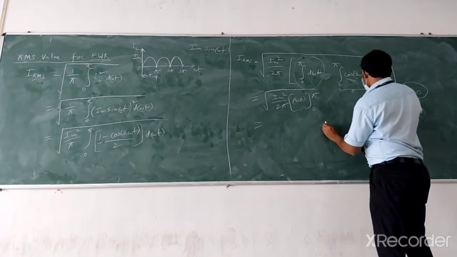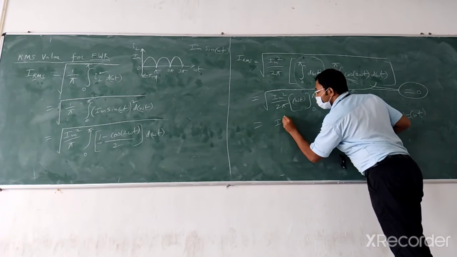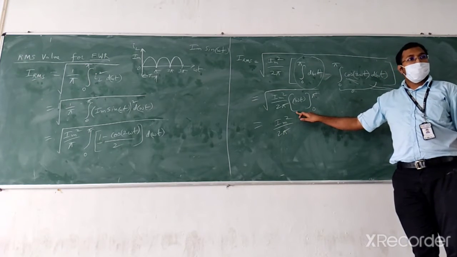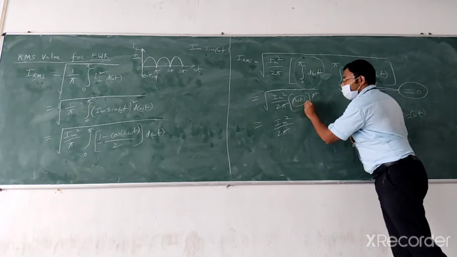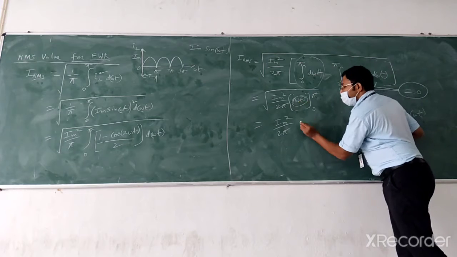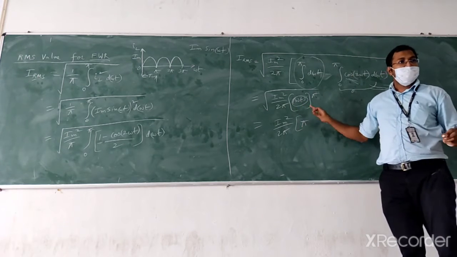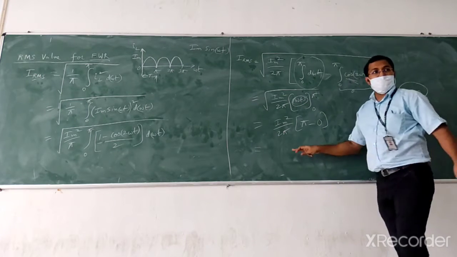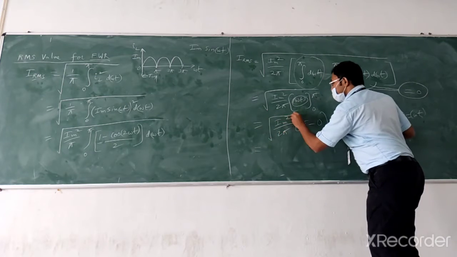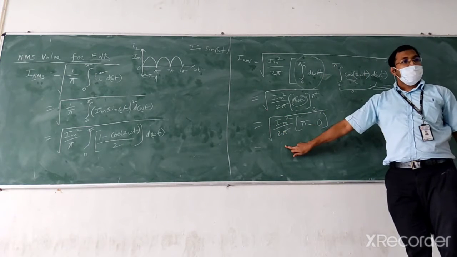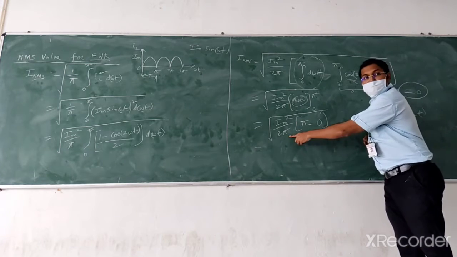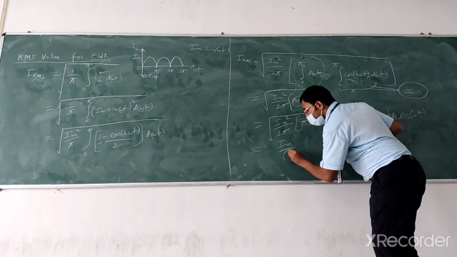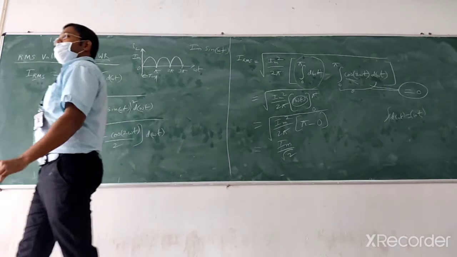So this will be how much? Im square by 2 pi. Now you tell me what you will get. Upper limit you have to substitute, so in place of omega t you will put pi. Pi is upper limit minus lower limit. The square root is there as is. Now simplify: pi minus 0 is pi. Pi will cancel. What will remain? Im by root 2.